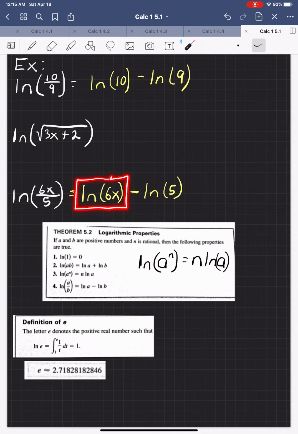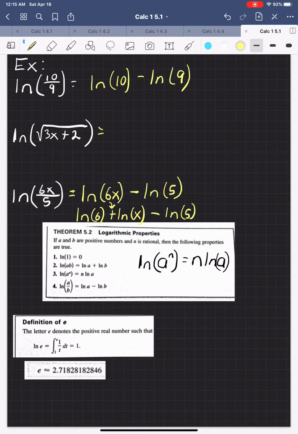You would now take ln of 6 times x, that's a product rule, right? So we would use our ln of a plus ln of b. So this ends up being ln of 6 plus ln of x minus ln of 5, right? So this ends up being a product rule here.